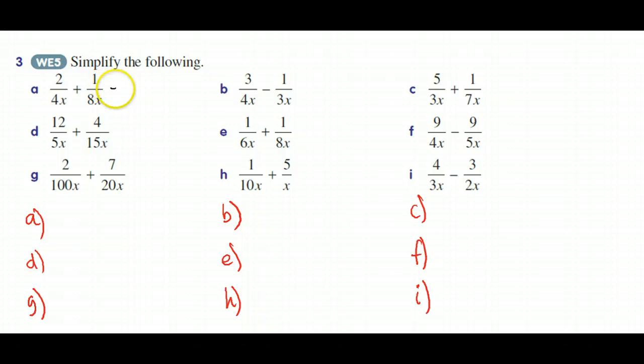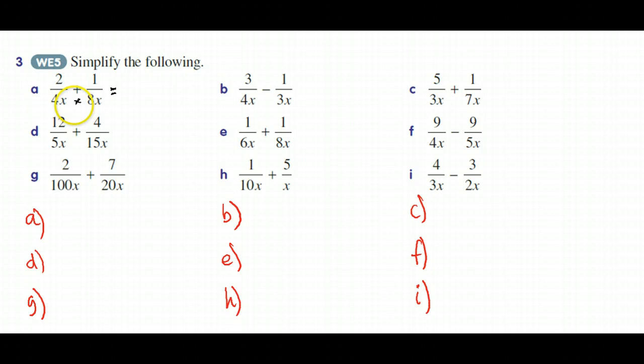Okay, in these questions we've got some slightly nastier denominators. Let's have a go at them. Alright, so we've got 2 over 4x plus 1 over 8x in the first question. To get these two denominators to be the same, one way would be to multiply them together. That would give us a common multiple.